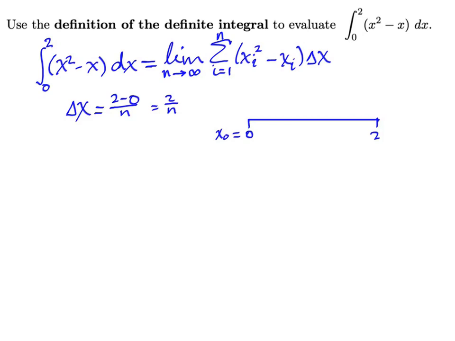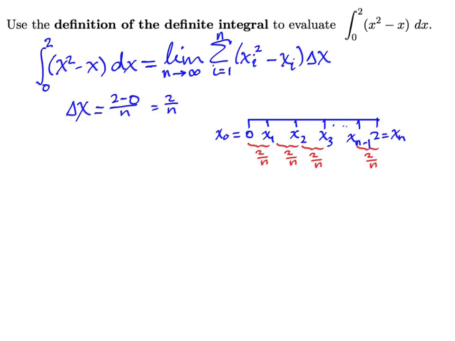So first of all, x0 is always the first endpoint of the big interval. And then to get x1, I move over to the right a distance of delta x. So x1 is there. And then to get x2, I move over another delta x. To get x3, I go another distance of delta x. And I keep going till I get xn minus 1. And then the last one, I go over delta x to get x sub n, which is supposed to be our last endpoint, in this case 2.